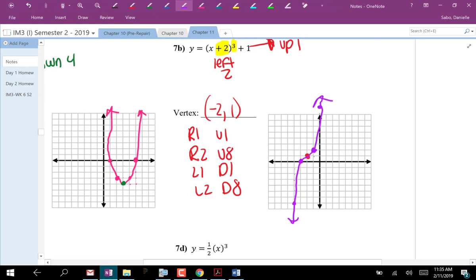Again, from our vertex, that's why I put it underneath it. We go right 1, up 1. From our vertex, we go right 2, up 8. That pattern will never change. You have questions?